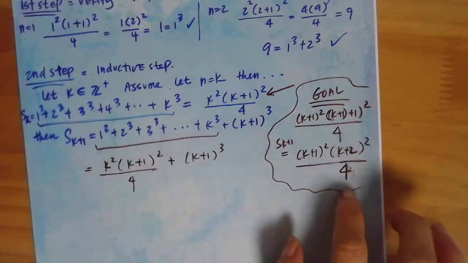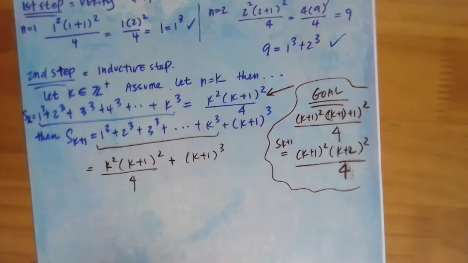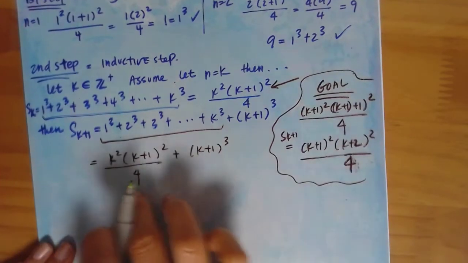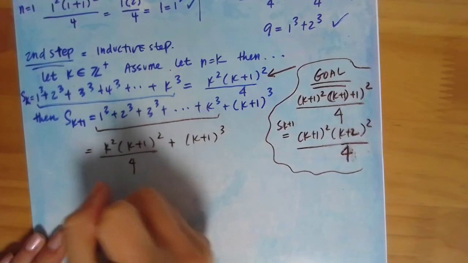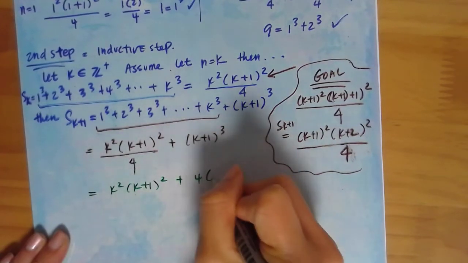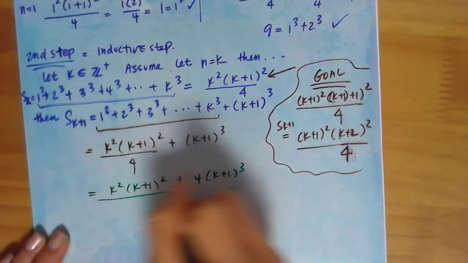But this looks nothing like this, so you can't tell me that it's the same thing just yet. Let's keep going and just keep doing the algebra. I'm going to try to combine them into the same fraction. So I get k squared (k plus 1) squared, plus 4 (k plus 1) cubed, all over 4.